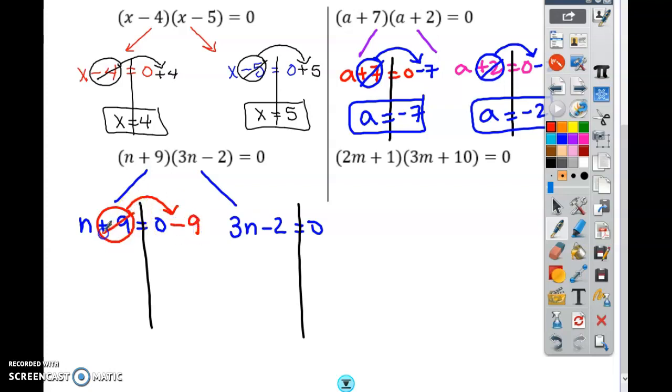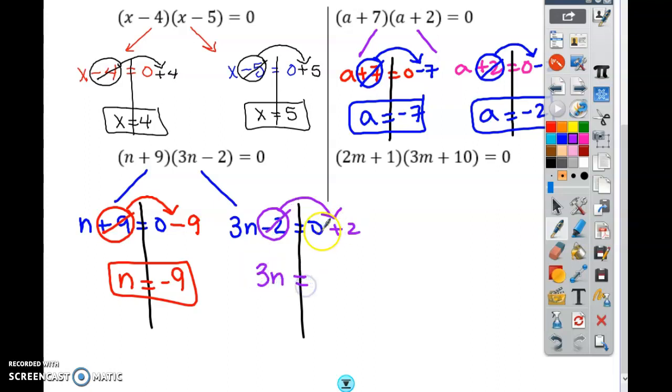Minus 9. So it's n equals negative 9. This one, when I move the 2 over, the negative 2 over becomes a plus 2. Bring down 3n equals 0 plus 2 is 2. And then what's the last step? Because I know you guys remember how to solve equations. What do you do last? Divide. This is multiplication, so I have to divide by 3 to get rid of the 3.